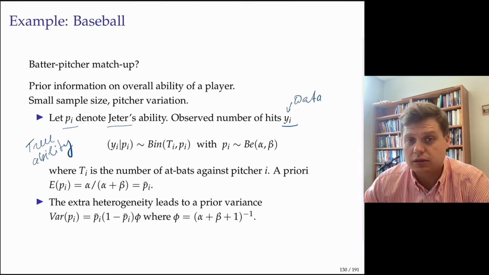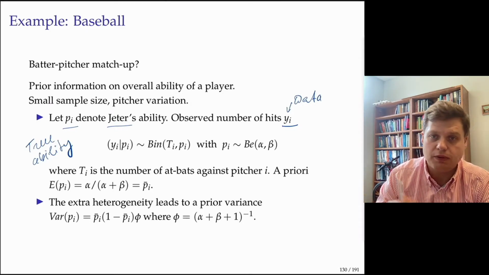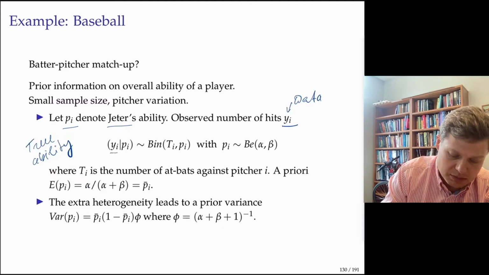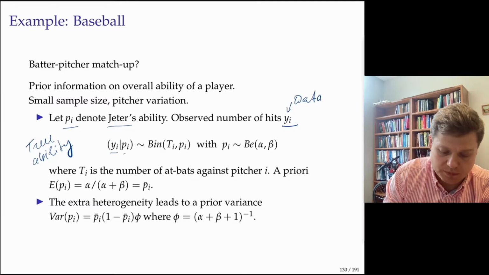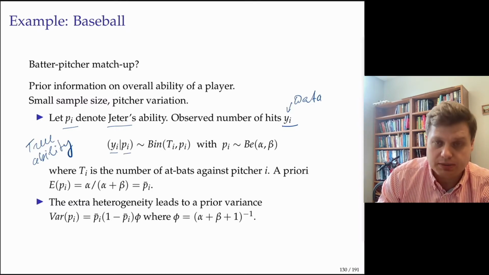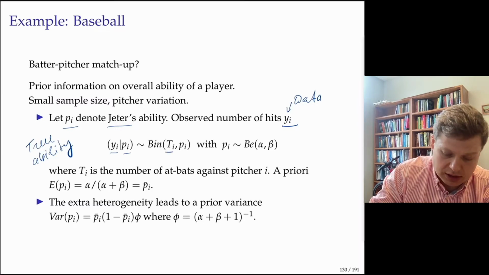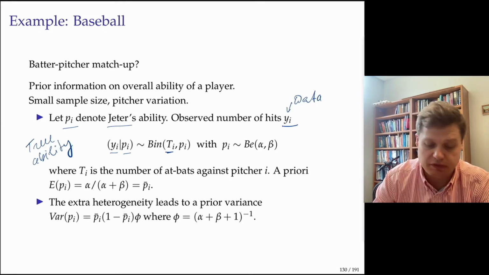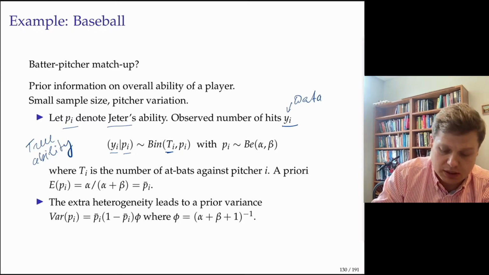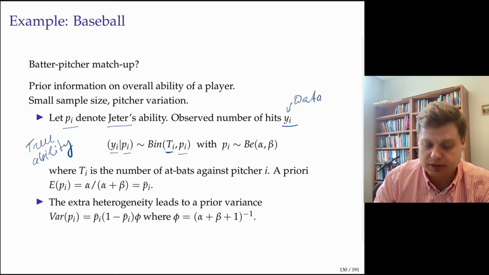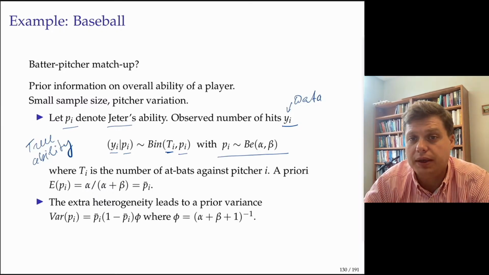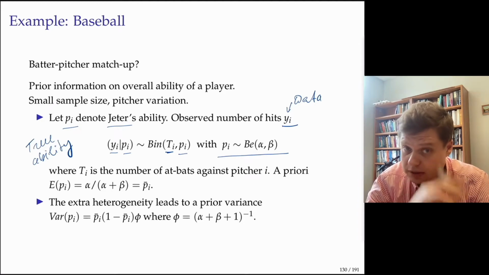And the likelihood is binomial, so the outcome of each at bat is either successful or not successful. So the number of successful outcomes given the true batting ability is a binomial distribution, and Ti is the number of attempts made in the given period when the observation was made, and pi is the probability of each at bat being successful. And to get the conjugacy, we're going to assume a beta distribution over this parameter pi.